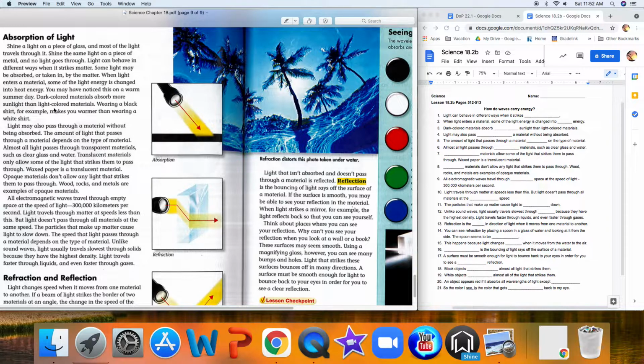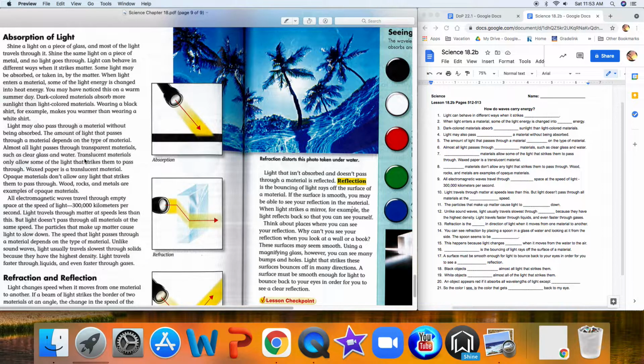Okay, guys, so at the beginning of the lesson we talked about the three things light can do. It can absorb, it can refract, it can reflect. Now we're going to talk about the three different types of materials. They are transparent, translucent, and opaque. So try to keep those things straight for us. Light passes through transparent, that's like glass or water.